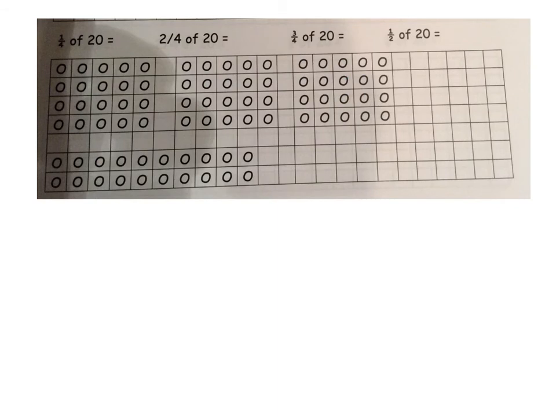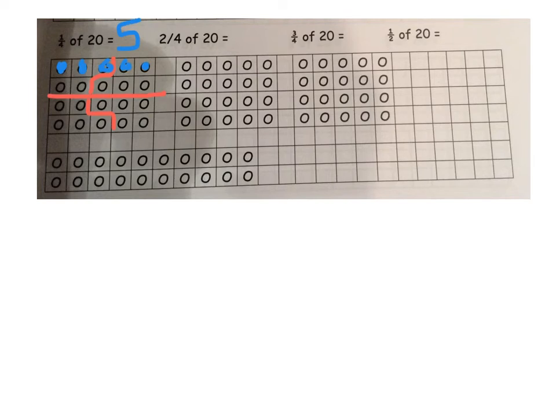Finally, a quarter of 20. Now you can visualize splitting 20 into 2 tens and then splitting that in half. That's one way of visualizing it, but I prefer to stick to the same routines we've done before. 1 out of every 4, 1 out of every 4, and so on. And you can see whatever the fraction is, children can find the answer using the same model consistently regardless of what it is.